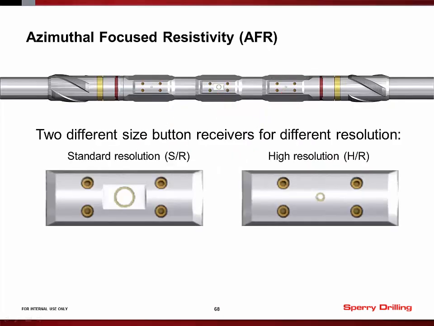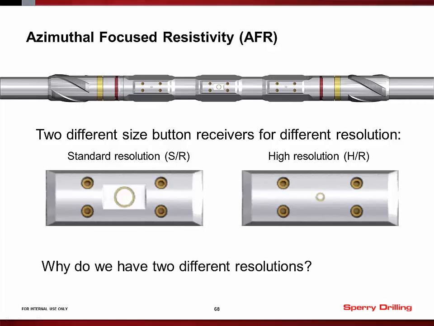Now, there are two different sizes of button electrode on the tool. We have what we call standard resolution buttons, which are about 1 inch in diameter, and high resolution buttons, which are about 1/2 inch in diameter. Those are mounted on different rows on the tool. So generally speaking, you'll find that the top row will be equipped with high resolution buttons, the middle row will have standard resolution buttons, and the bottom row will have high resolution buttons.